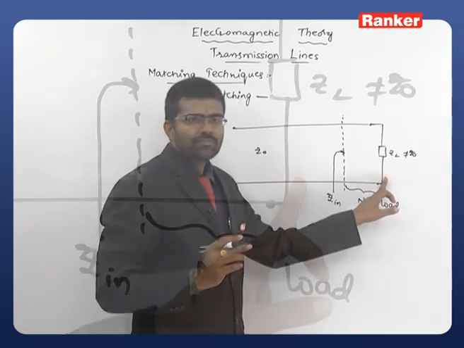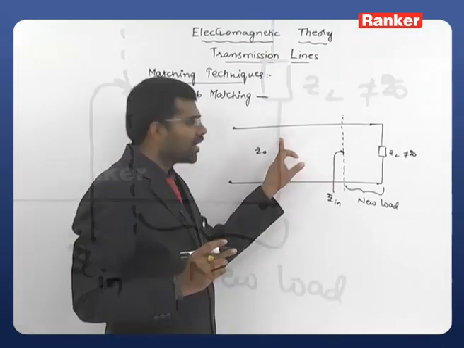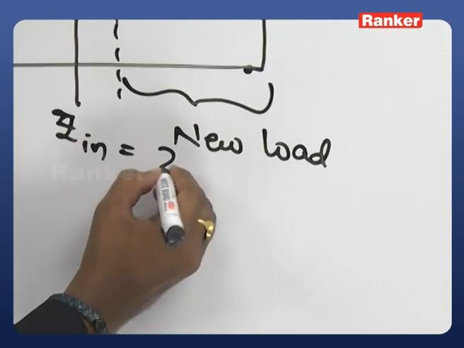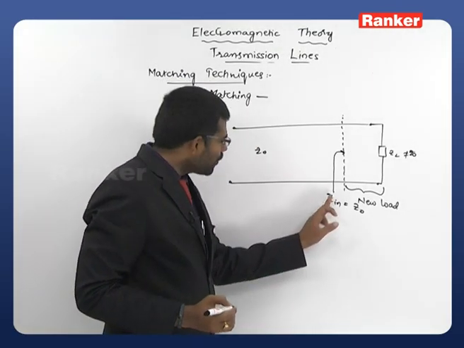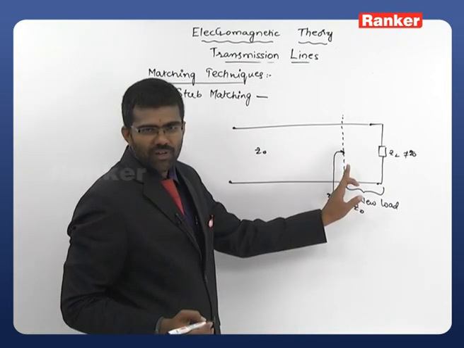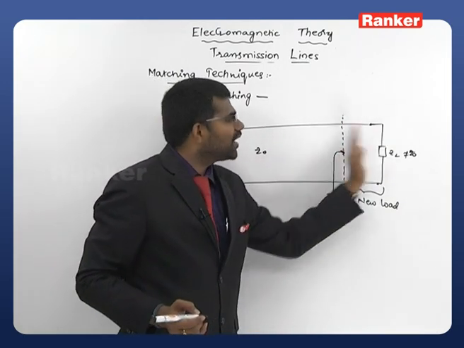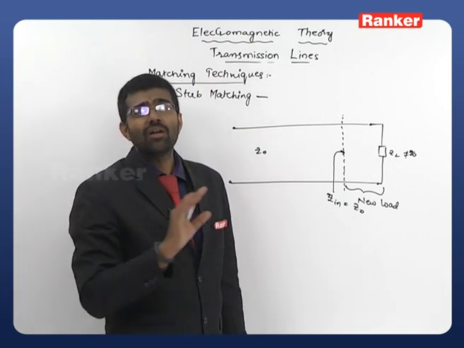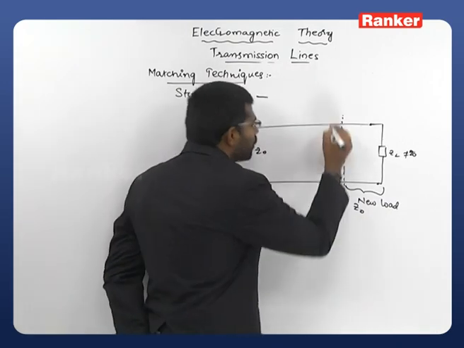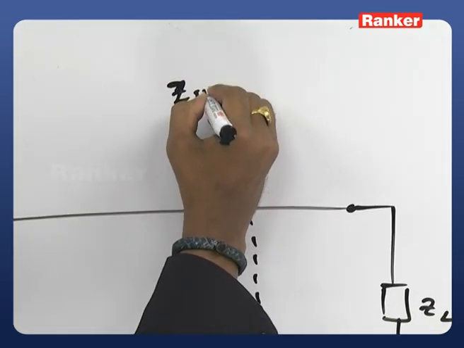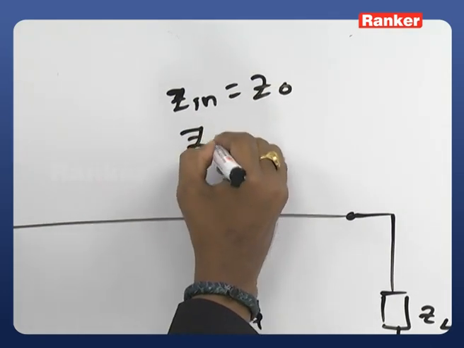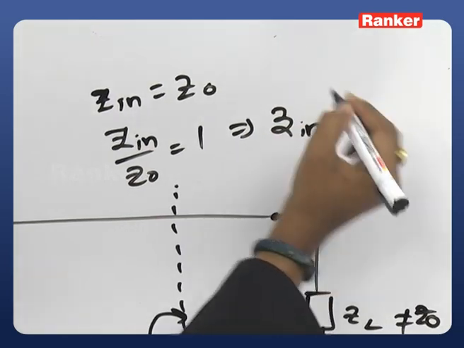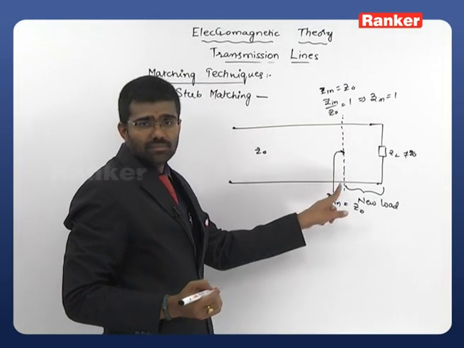We are at the load, and we are moving towards the generator, right? Somewhere we have Zin equal to Z0, that is what we are assuming. Whenever we have Zin equal to Z0, perfect matching is obtained, so that we can take this as the entire new load. But in practical cases, that is not at all possible. Zin equal to Z0 means Zin by Z0 is equal to 1. That implies the normalized input impedance is equal to 1 at this particular location, right?